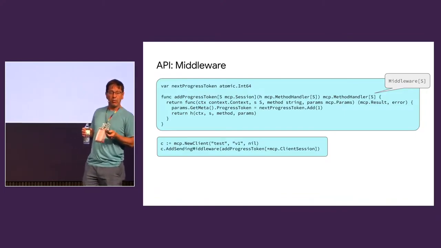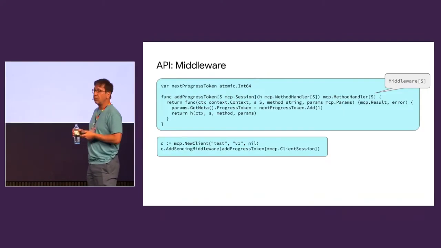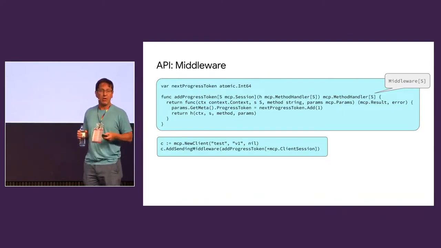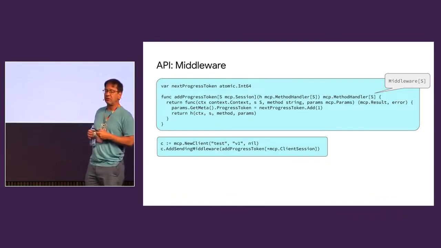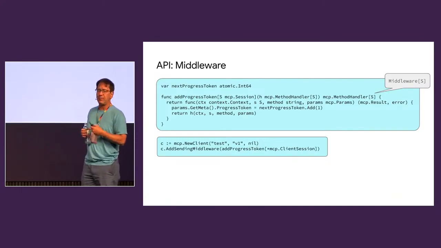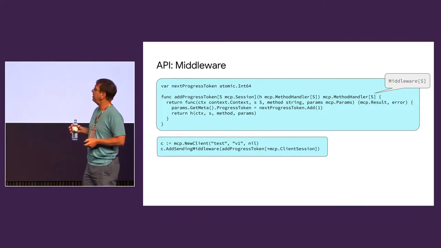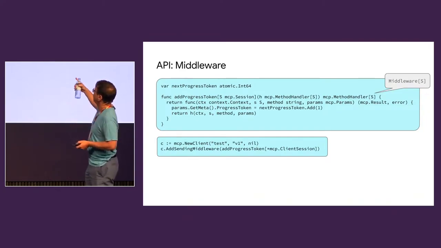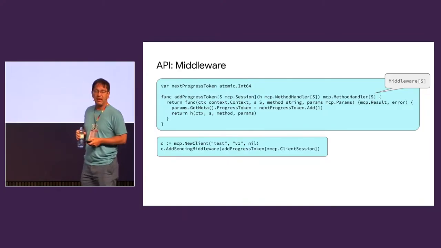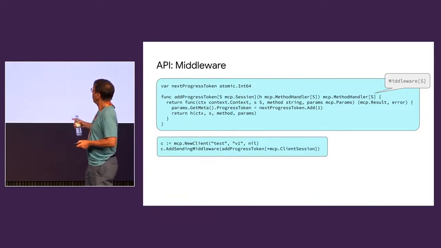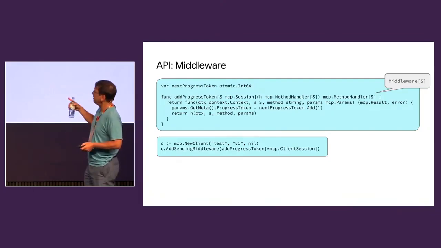On the sending side, one use case is the concept of progress. I want to get progress information about my long-running activity in either direction. The sender asks for progress, and you do that by setting this thing called a progress token. Add progress token here fits that middleware type. It basically says just increment a number and set it into the params. So every outgoing request will get a progress token. And then you just insert that into either your client or your server with add sending middleware.